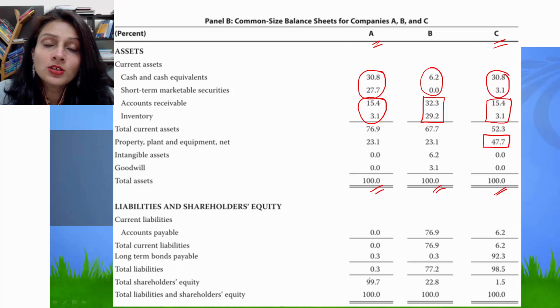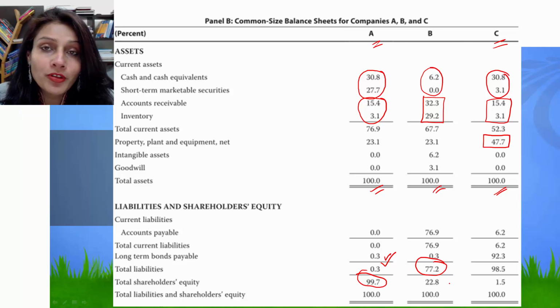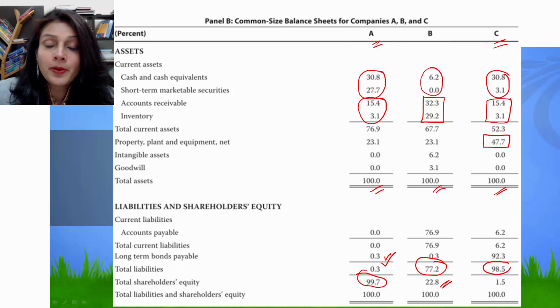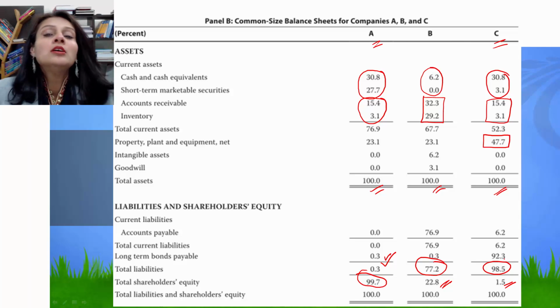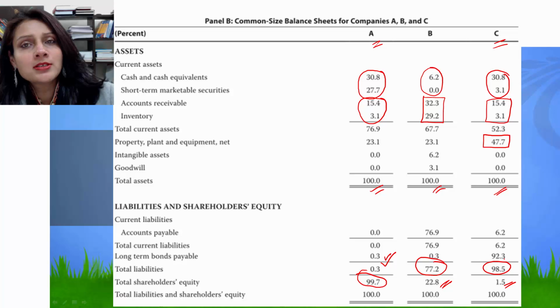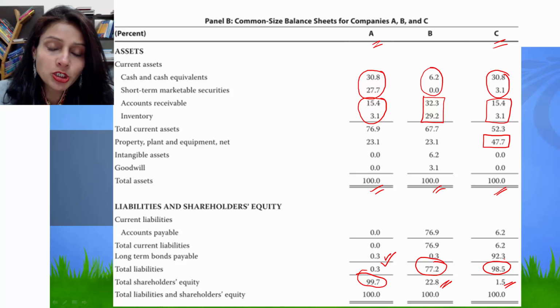Company A is mostly funded by shareholders' equity. It has very little debt on it. Company B is primarily funded by debt. 77% of the company is funded by debt and very little of shareholders' equity. In the same way, company C is primarily funded by debt. 98.5% is debt, only 1.5% is shareholder equity. Now, what do we summarize from all this information?